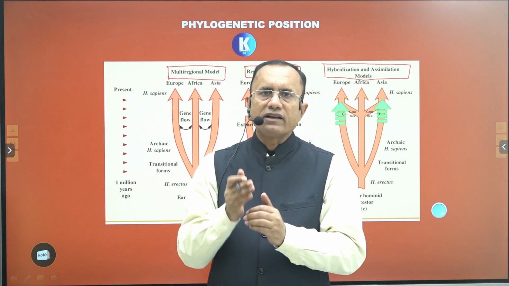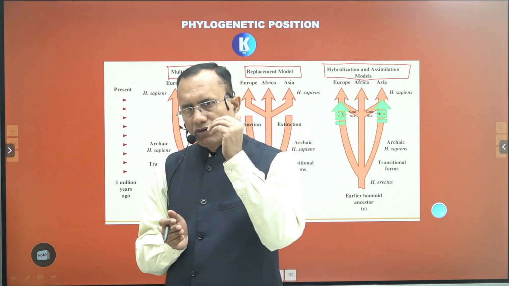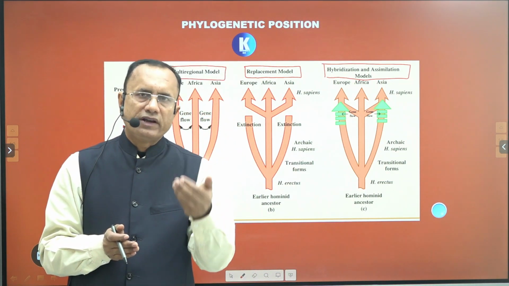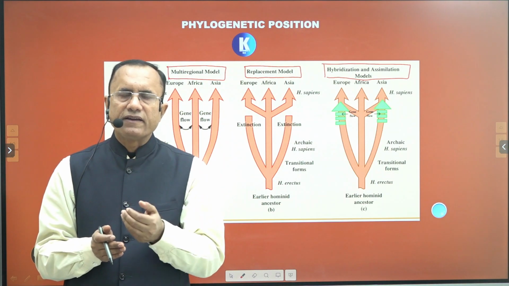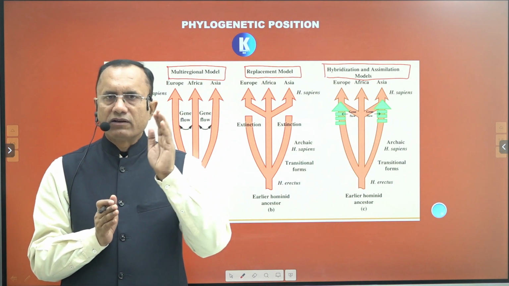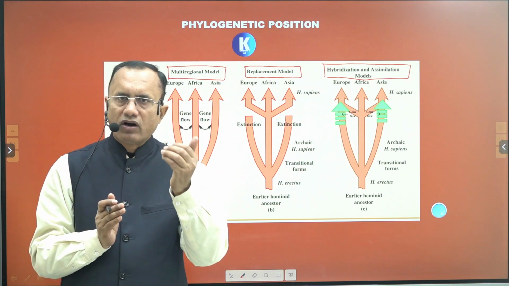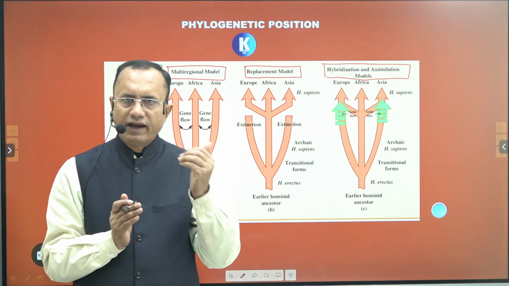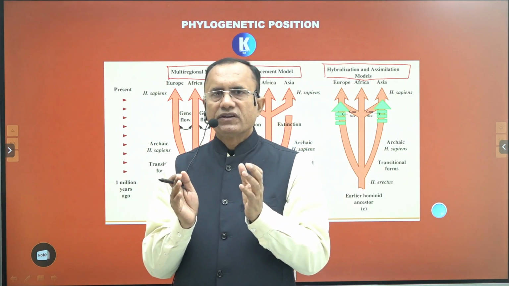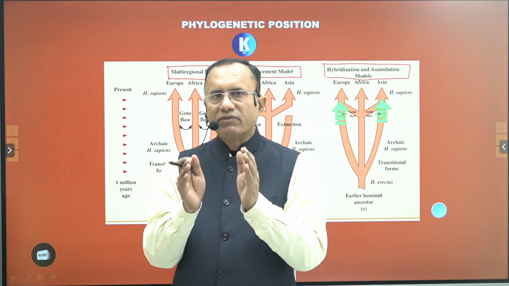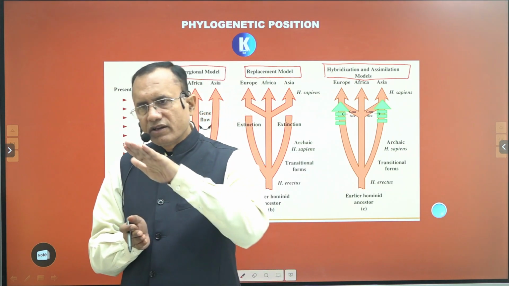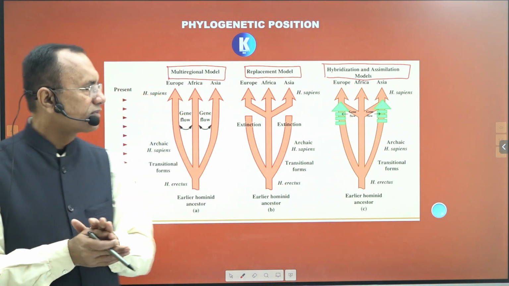And on the basis of that, they said that Homo sapiens evolved in different regions from Homo erectus, because we got some similarity in their physical features, like their cranium bone, like their forehead, like the supraorbital torus, like the occipital torus, and like the face. So on the basis of that similarity, they propose that Homo sapiens evolved from Homo erectus in different regions, right?